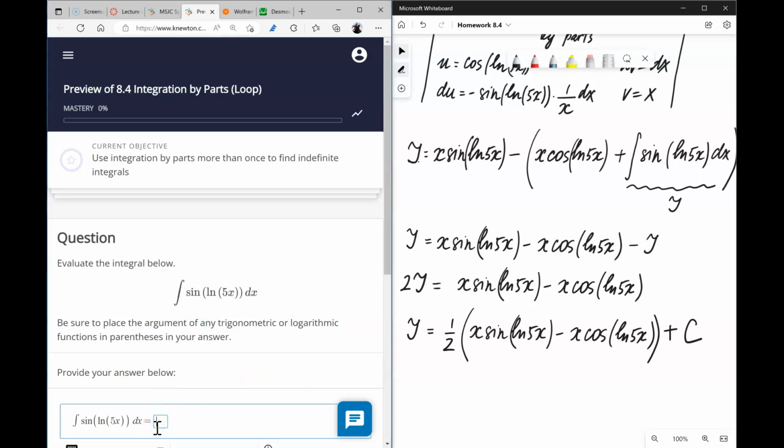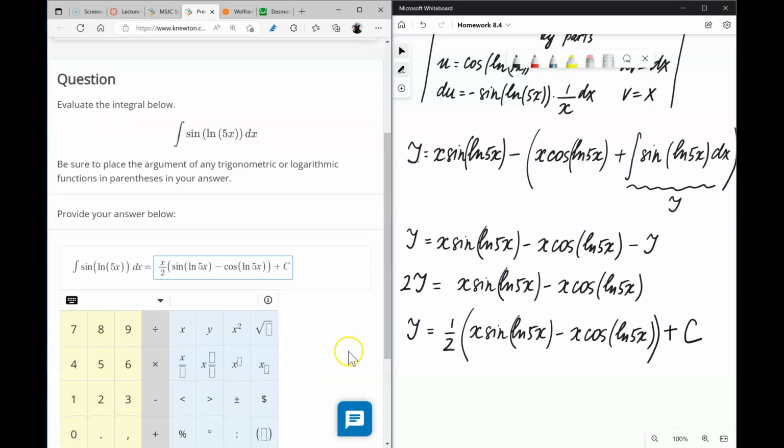And again, I like to refer to these integrals as loop integrals because they are taking advantage of that loop pattern. And yeah, it makes sense to call them that way. So I'm going to take out the x. So here we have sine of ln of 5x. We have to be careful here. Minus cosine of ln of 5x plus C. And just to be safe, I'm going to throw some parentheses in there. But yeah, that's the answer.